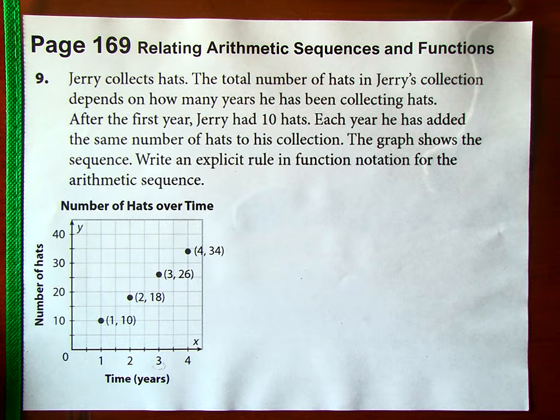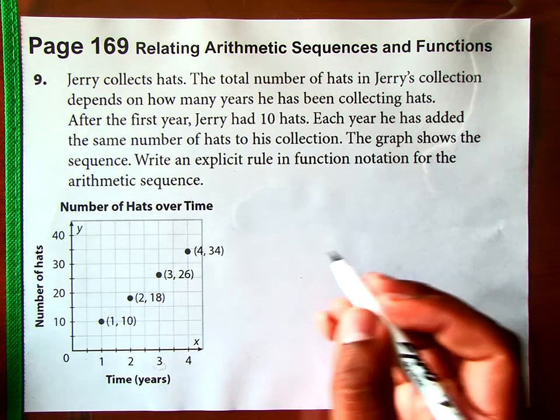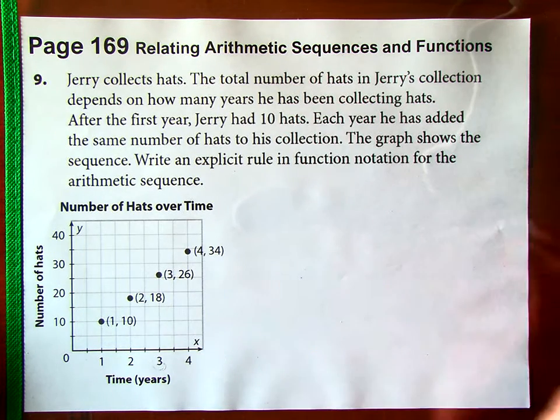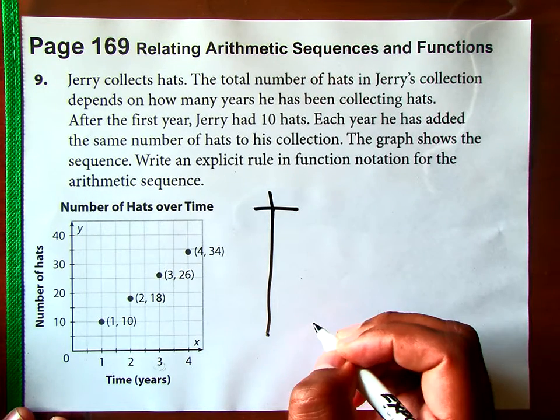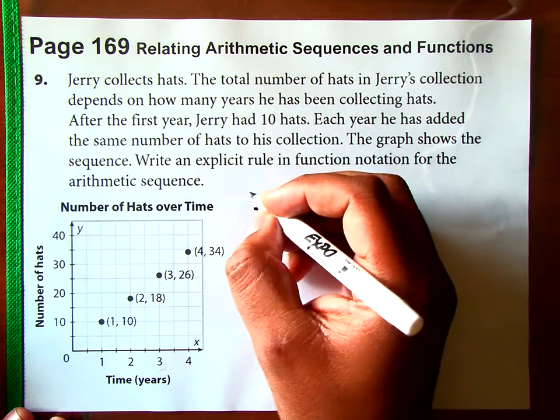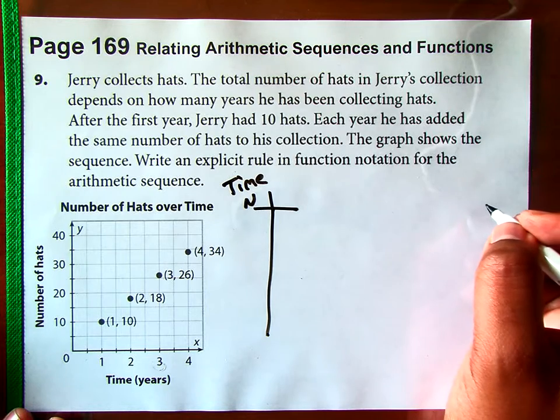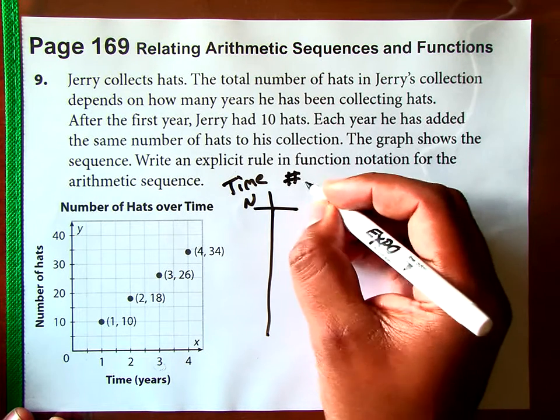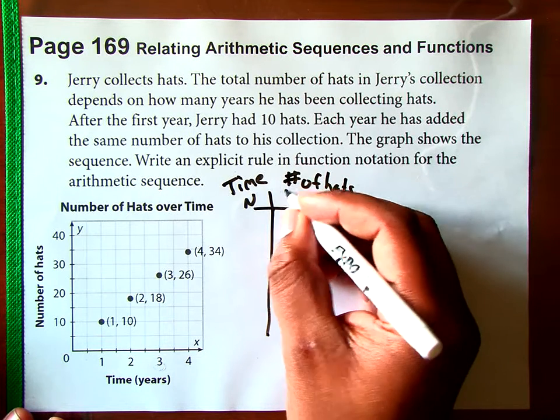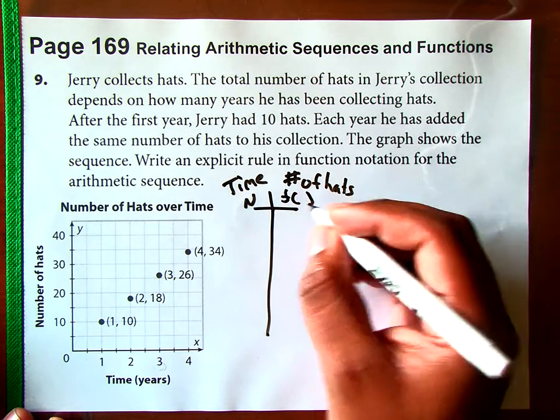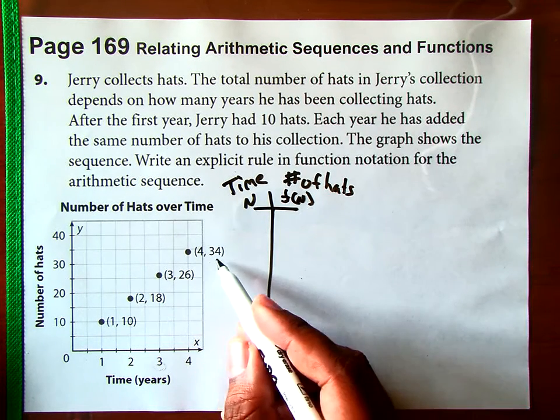So what we want to do is write the explicit rule. So the first thing I'm going to do is just make a table showing how his hats have grown over time. If I write out a table here, first it's whatever year it is. So that's time in years. And next is the number of hats. Okay, so that's f of n. It's going to be a function of whatever year it is.